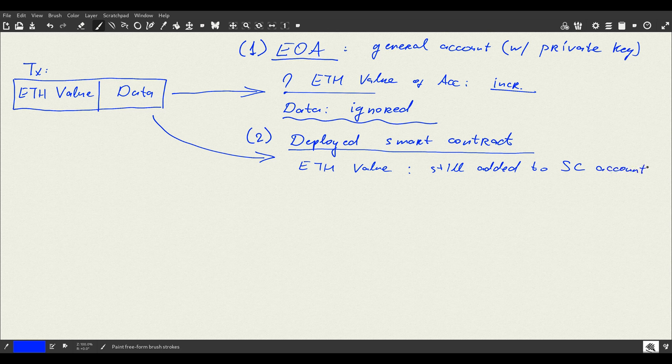Why is it important to add ETH value to the smart contract account? Because ETH value, as we have seen, can then be subtracted from the account. You can make a transaction sending this value to someone, all right? I will now open both windows so you can see. We need both.